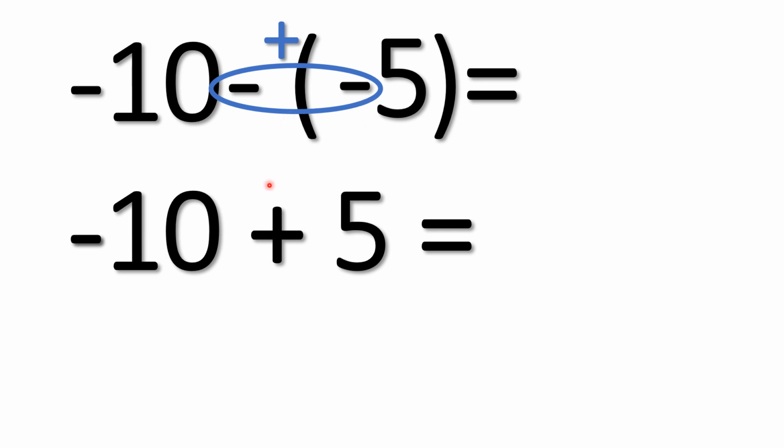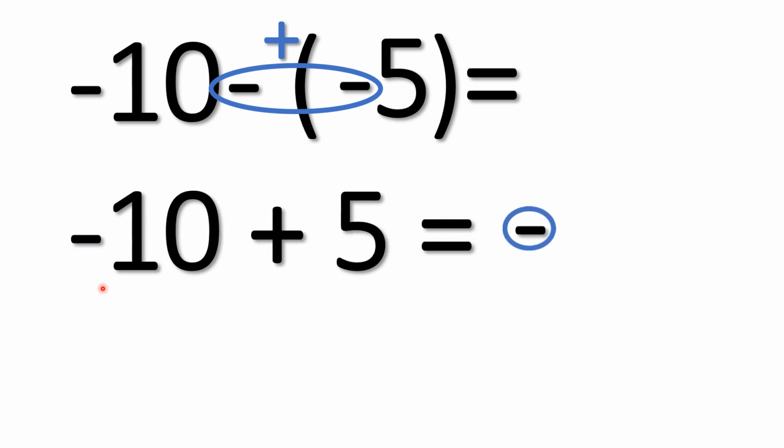Now what you're doing, you are adding a negative number to a positive one. Remember, in the previous video we explained this. You take the sign of the bigger number. The 10 is bigger than 5, so I take the sign of the 10. Its sign is negative, I put it in my answer.